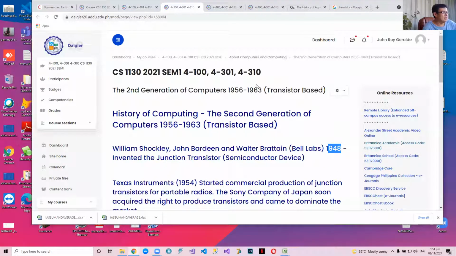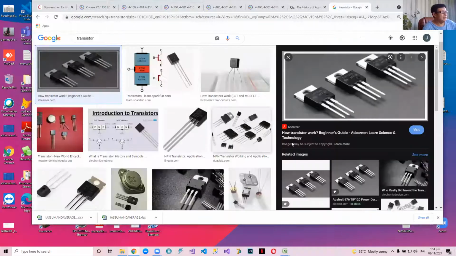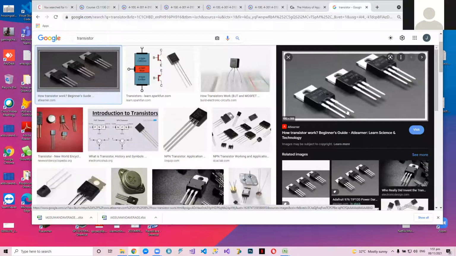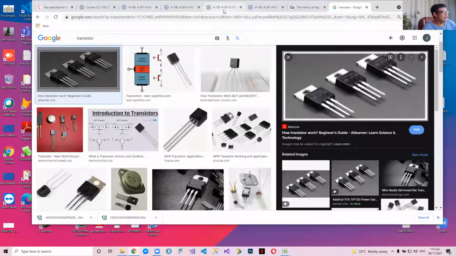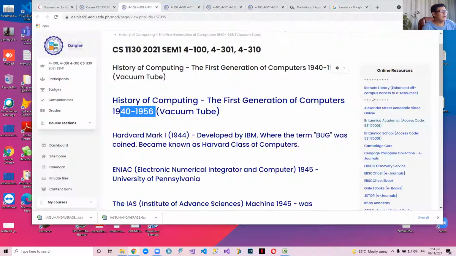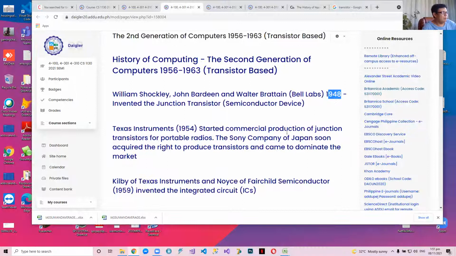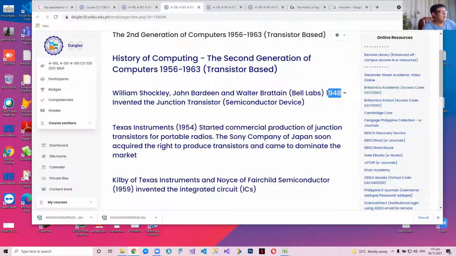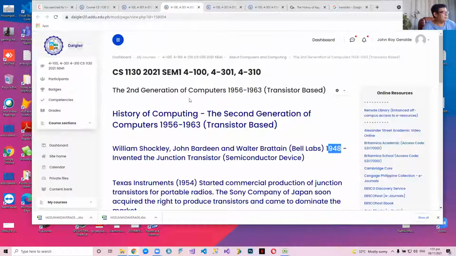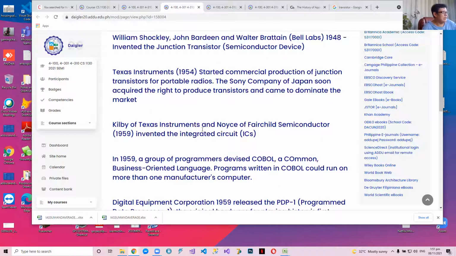The second generation was the generation of transistors. Here's a transistor. It's much smaller than a vacuum tube. So they have reduced the size. The transistor was released in 1948 and was used in computers by the early 1960s. So the second generation of computers is considered to be 1956 to 1963.